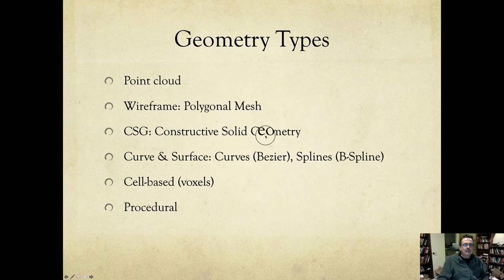Constructive solid geometry, CSG, curve and surface. And here you have curves like Bezier curve. Now, if you want to take simpler curves, you might have a circular arc or a straight line segment. Cell-based and procedural. So we'll go over examples of these.